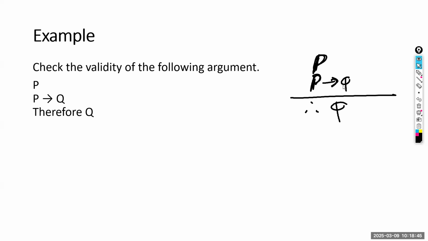So Q means Q happens. So whenever P happens, Q happens. That is what my P implies Q means. So P happens. You can assume that yes, P happens. P implies Q. Therefore Q.